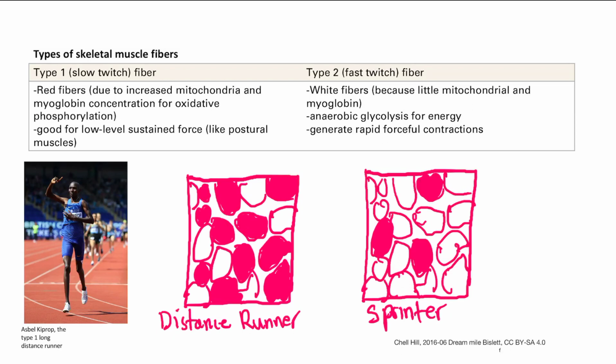Remember, you can have anaerobic and aerobic. Aerobic generates a ton of energy, but it's for slower, low-level sustained force. So what uses the most is stuff like postural muscles, so muscles of your back that are constantly working, doing low levels, and you need a lot of energy generation.